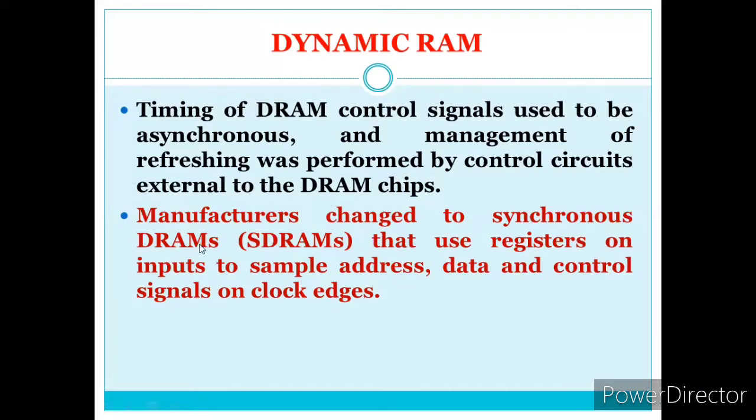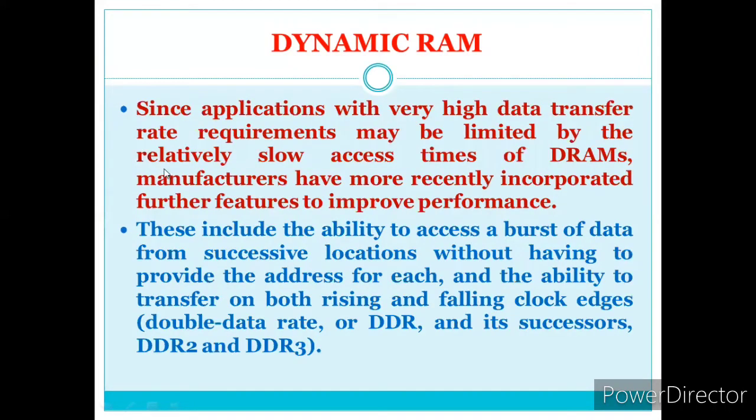So the manufacturers changed to synchronous DRAM, which uses a register on the input to sample address, data and control signals on the clock edge itself. So this is how they are checking it in the synchronous format. I would say more improvements are happening because of technological improvement. The operation is carried out at both the rising edge as well as the falling edge of the clock there. When this is happening, the refreshing of the DRAM is happening very fast, and we are saving time. So this is the advantage of DRAM there.